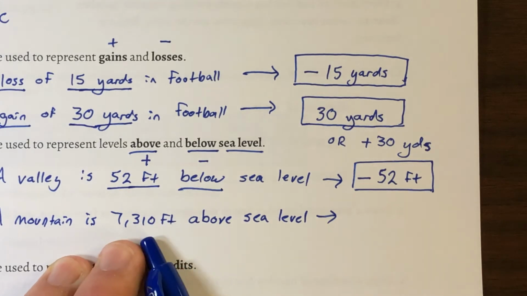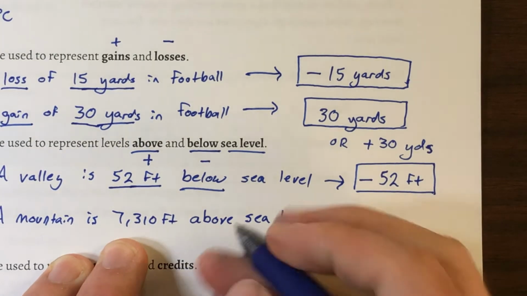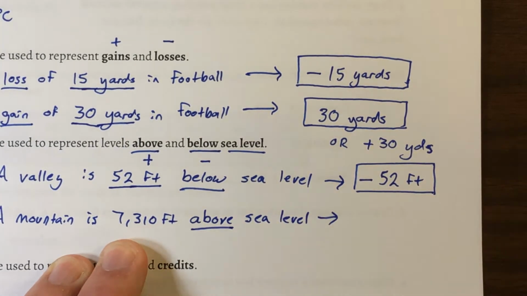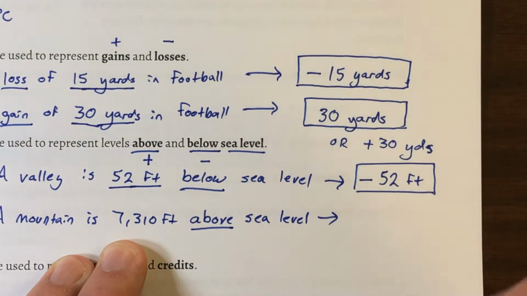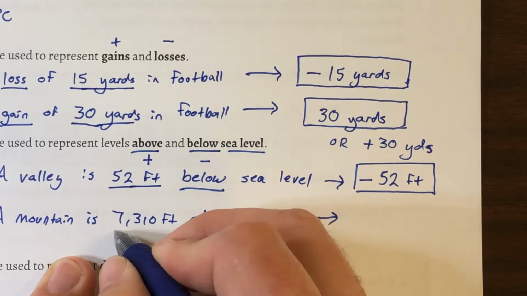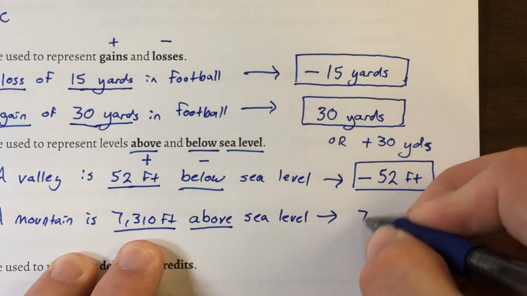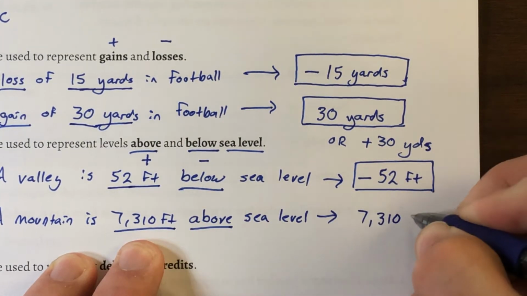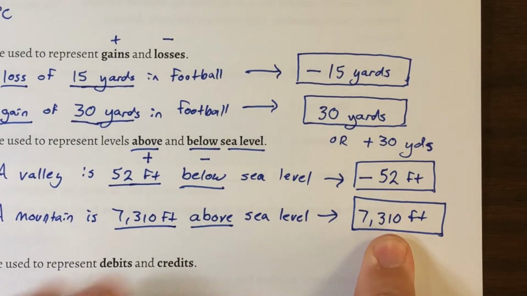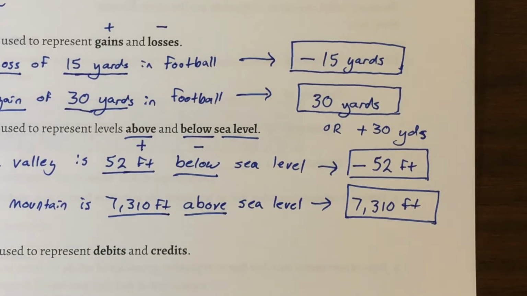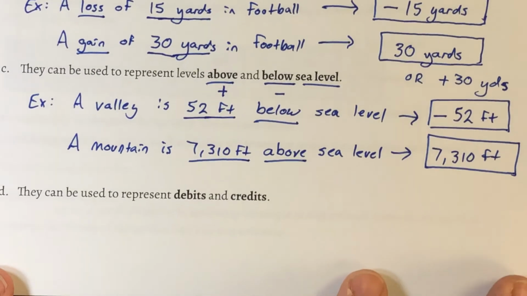So we have a mountain. It's 7,310 feet above sea level. That means we're going to write a positive number. So I could write the plus sign if I wanted, or just not put it at all. Then I'd write my number and label, 7,310 feet. So this number right here represents an elevation that is above sea level.